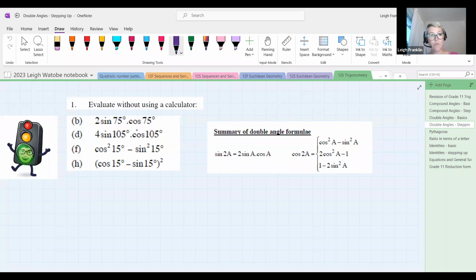And of course, when you are done, you can pop the word done into the chat. But remember, you're just going to try 2. If you want to try all 4, that's fine. But the minimum is just to do 2.